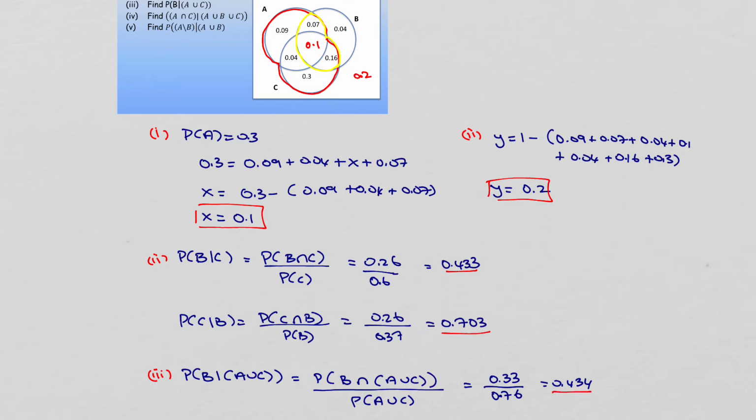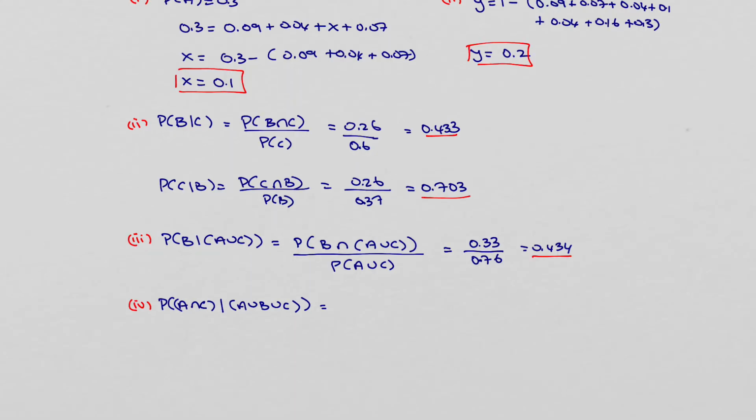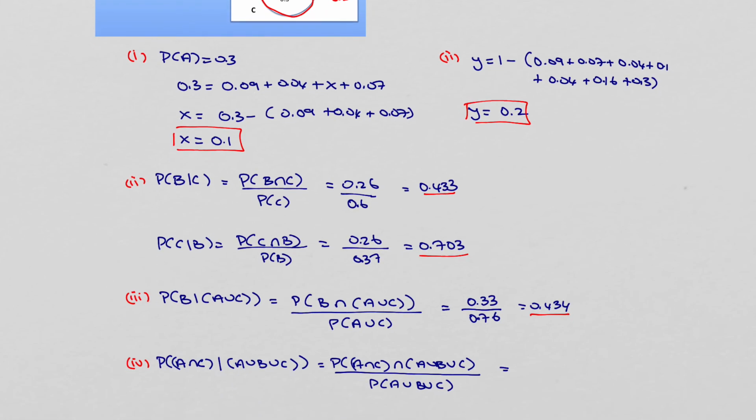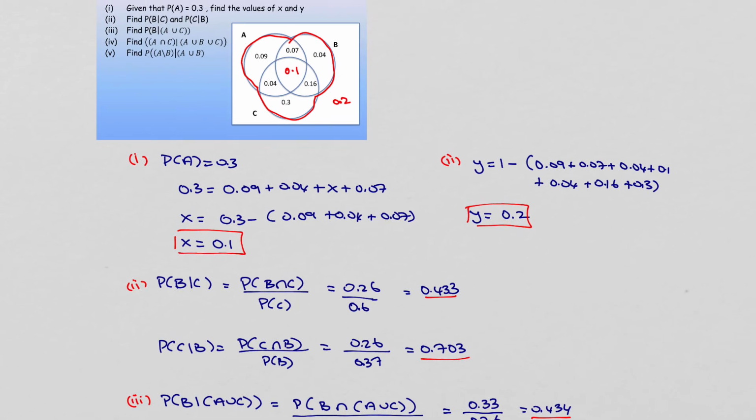Okay, so the next one then is find A intersection C, given that A union B union C has already occurred. So therefore that's going to be the probability of A intersection C intersection A union B union C all over the probability of A union B union C. Okay, so A union B union C is all three sets, so everything inside the red there, and we need to find what does that have in common with A intersection C.